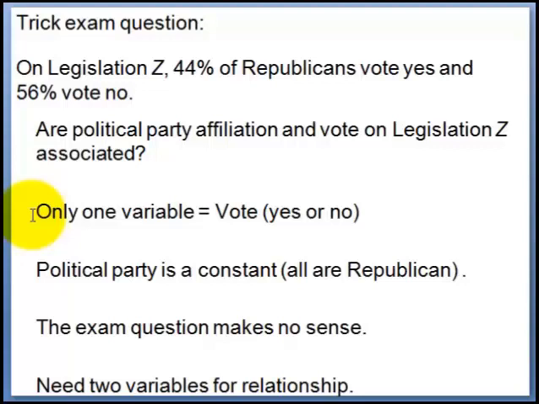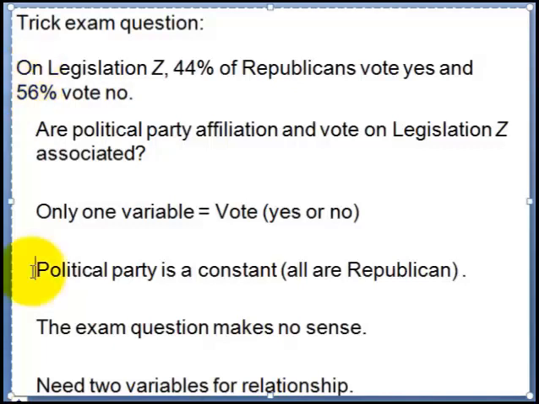So vote on Z does indeed vary. Some legislators vote yes and some vote no. On the other hand, our second variable, political party, isn't a variable, but instead, as defined here, our second variable is a constant. If you read the information above, everyone in the sample is a Republican.